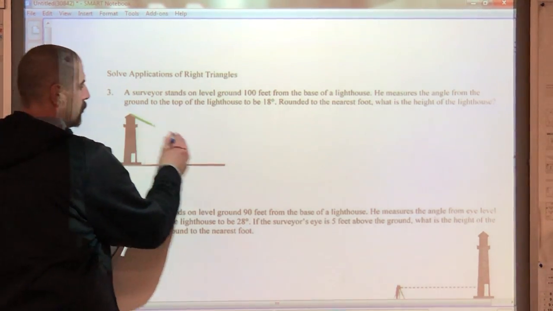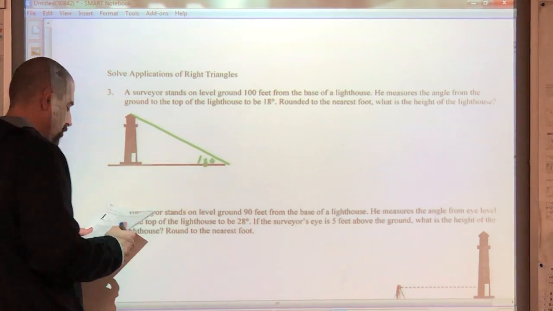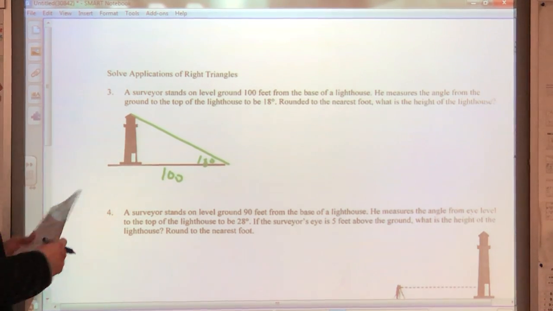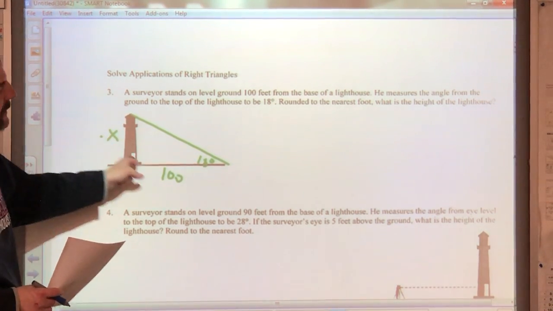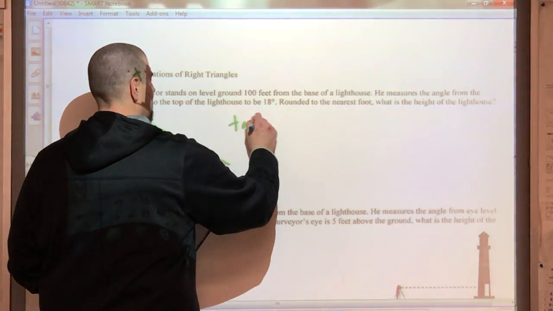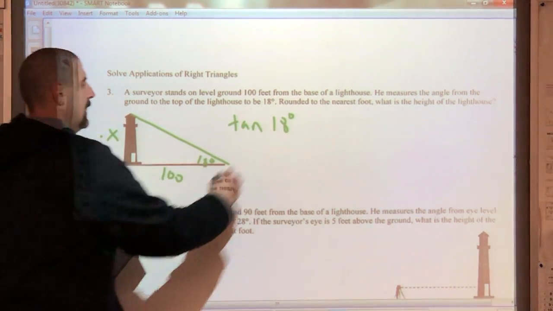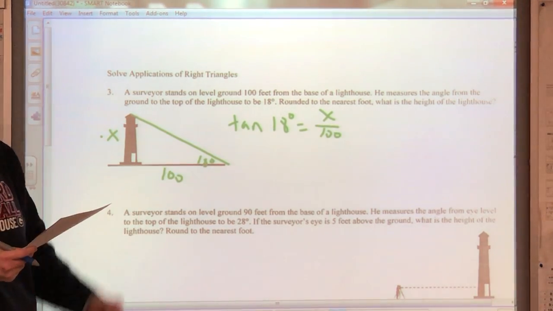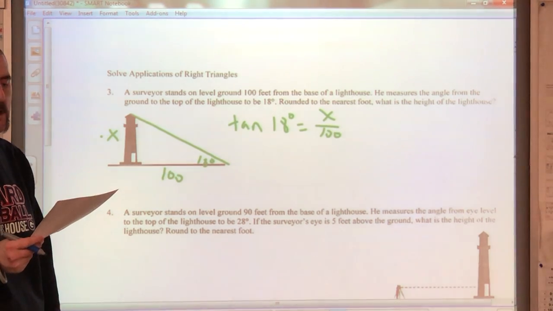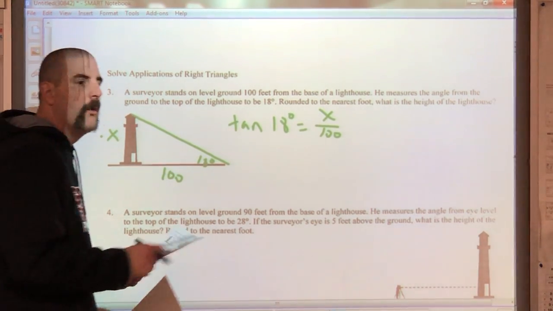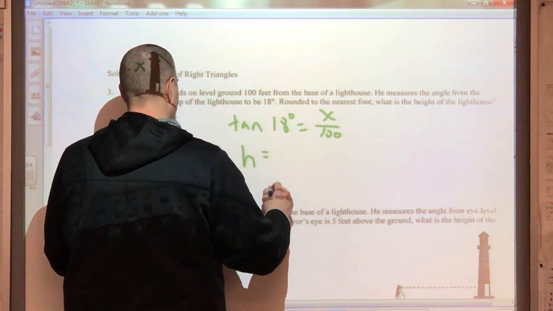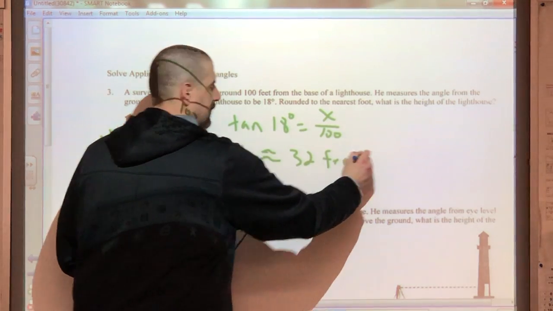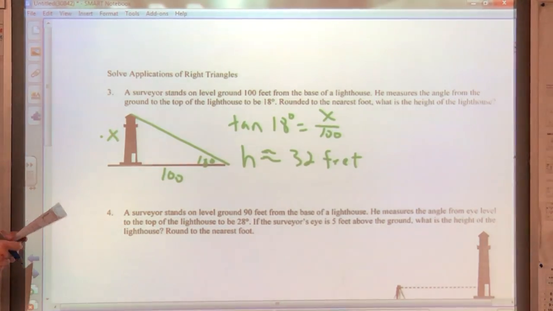So again, I'm going to go ahead and draw, put my known information there, and we know this is 100. So again, we want to find the height. We'll call that x. So we have opposite and adjacent, that's tangent. So we're going to get tangent 18 degrees equals opposite over adjacent. Go ahead and see if you can solve that. Take your time, pause the video. Okay, welcome back. So you should have gotten h is approximately 32 feet.